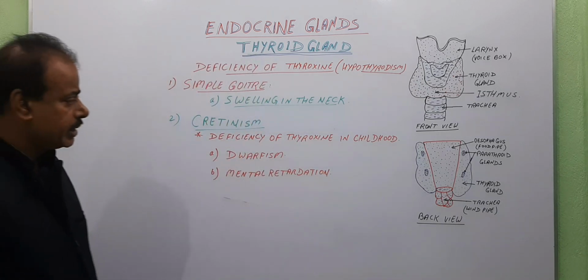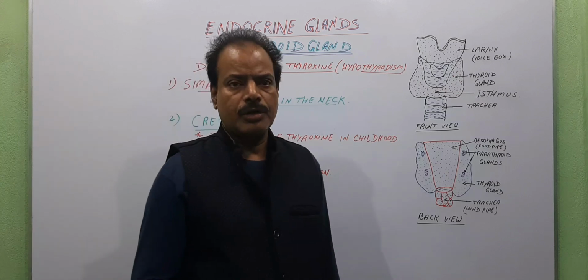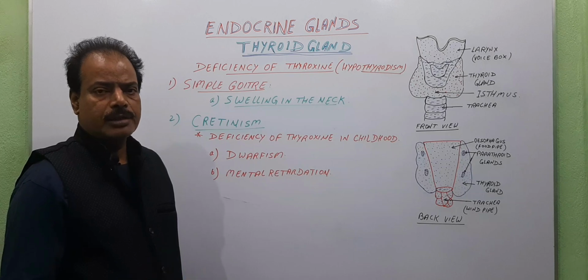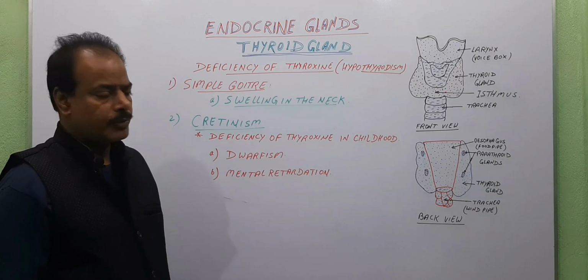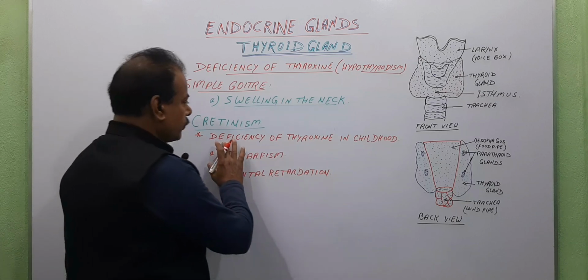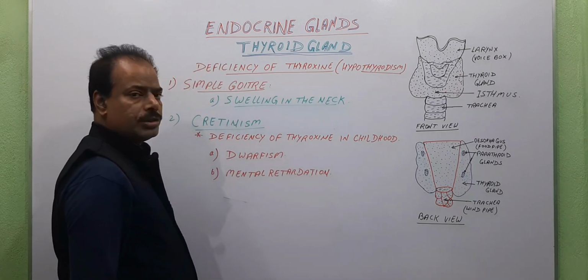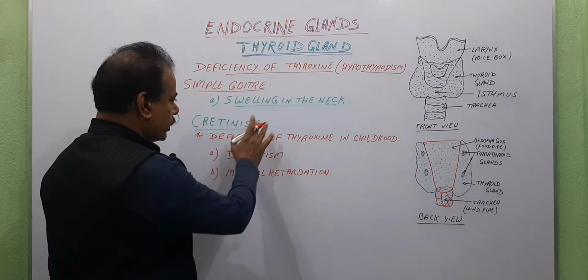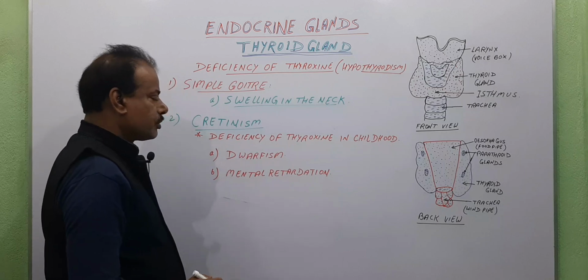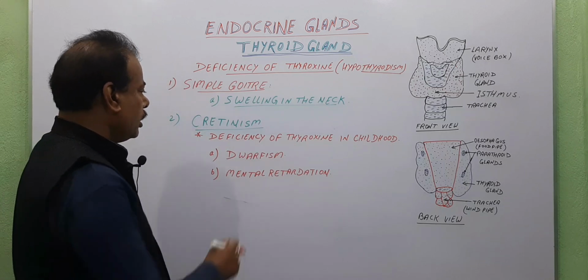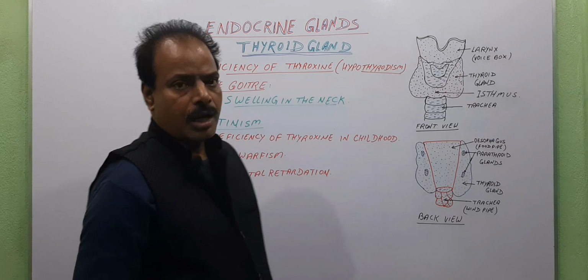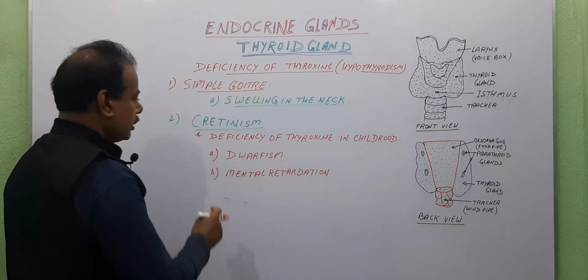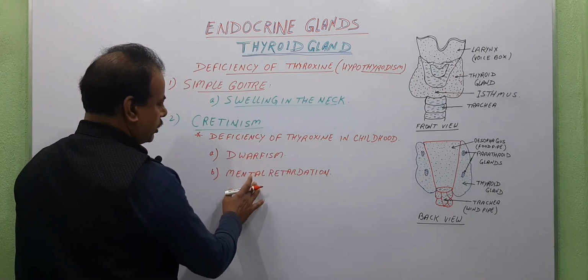Dwarfism, physically the child does not grow properly, and number two, mental retardation, meaning mental development cannot take place in a proper way due to deficiency of thyroxine in children. So cretinism is caused due to deficiency of thyroxine in childhood, and it is caused due to abnormal atrophy or degeneration of the thyroid gland. And here the symptoms are dwarfism and mental retardation.